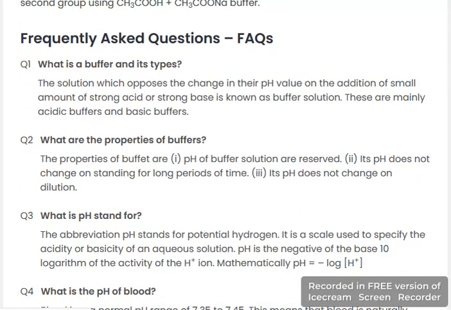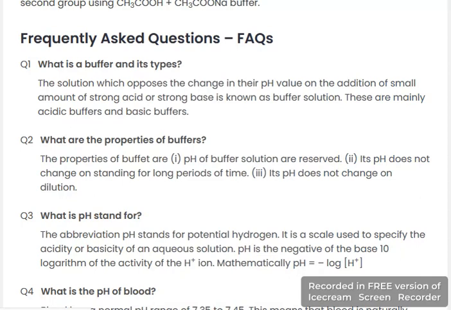Frequently asked questions about what a buffer is and its types. A buffer is a solution which resists changes in its pH value on the addition of a small amount of a strong acid or base. These are mainly the acidic buffer and the basic buffer.